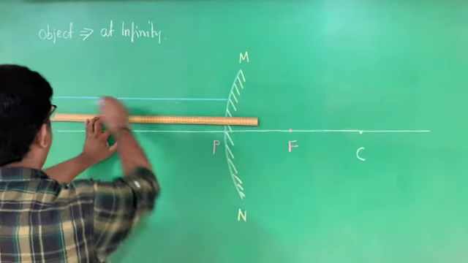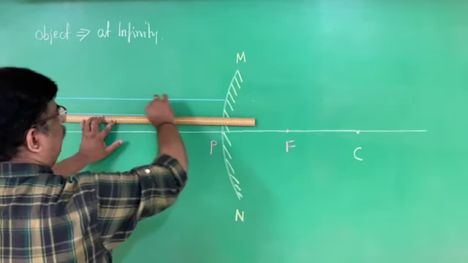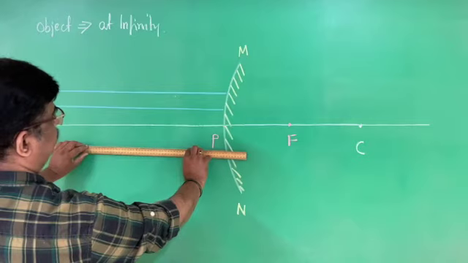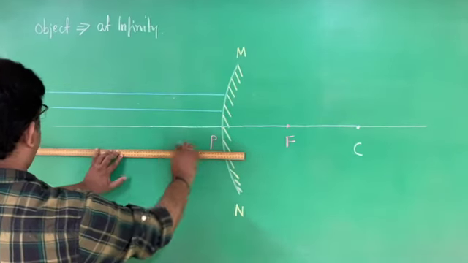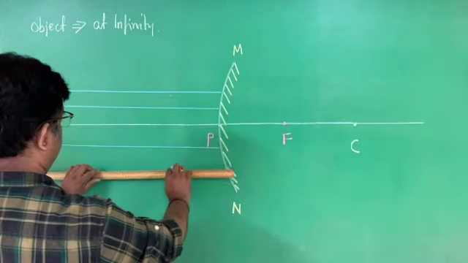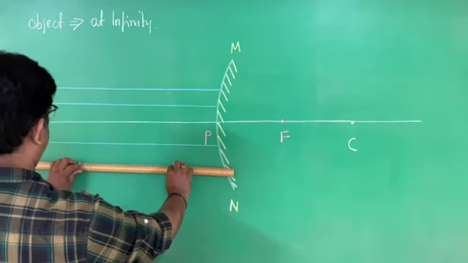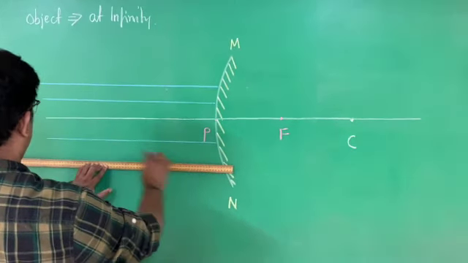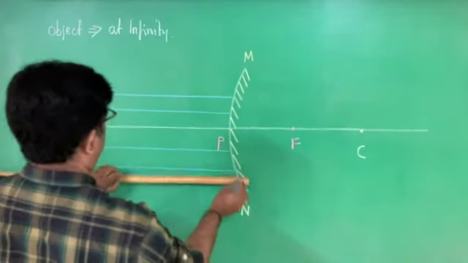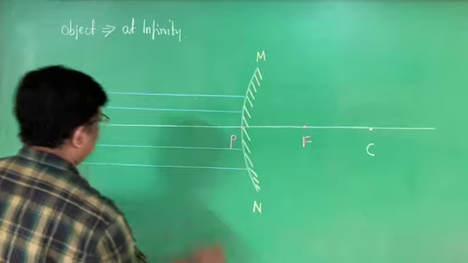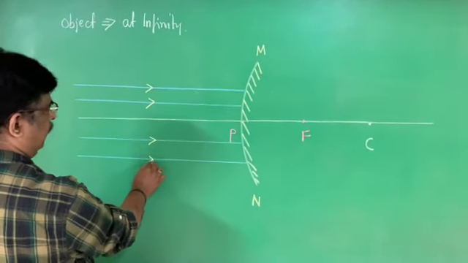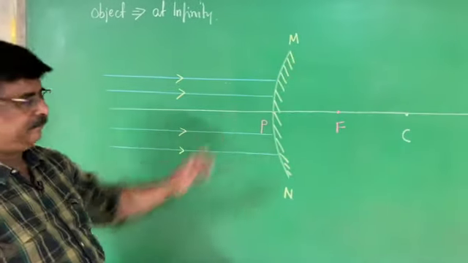I can write as many rays as I want to write. It is all according to my interest. I write this side also. All these rays are parallel to the principal axis. I have written four rays coming from the object parallel to the principal axis. All of them are parallel. The arrow represents parallel as well as incident.